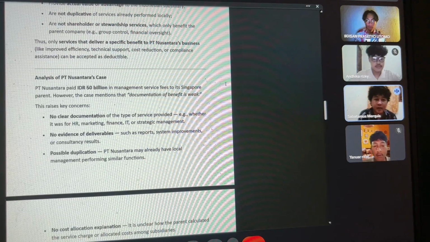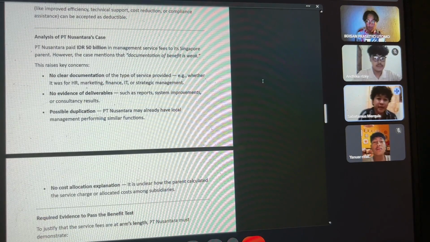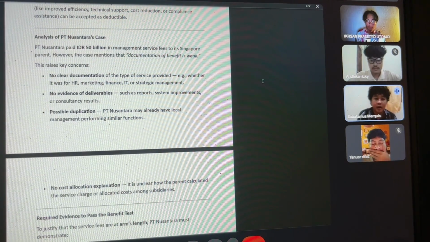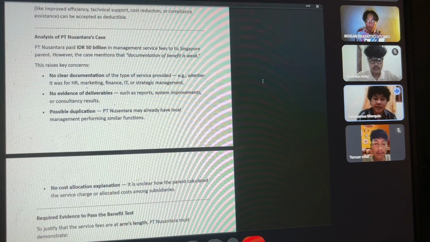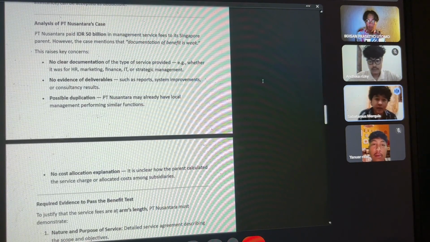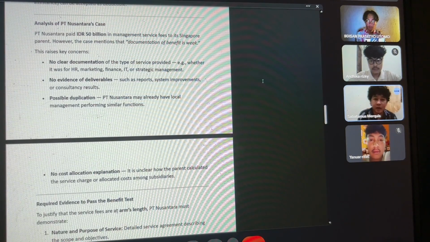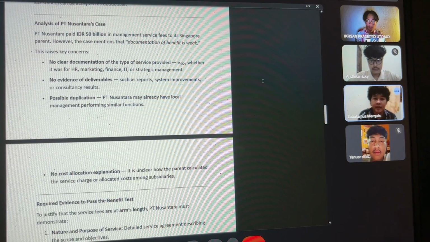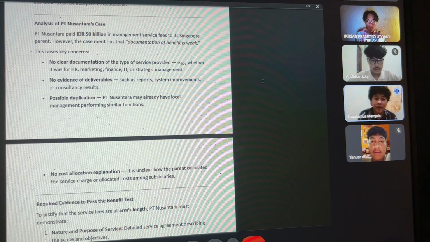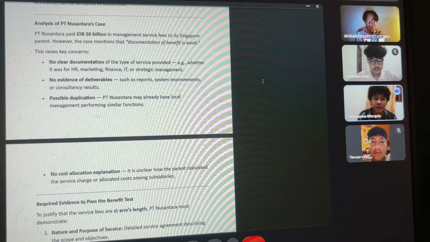And the analysis of the PT Nusantara case is that PT Nusantara paid 50 billion rupiah in management service fees to its Singapore parent. However, the case mentioned that documentation of benefit is weak. So, number one, there is no clear documentation of the type of service provided, whether it was for HR, marketing, finance, IT, or strategic management.